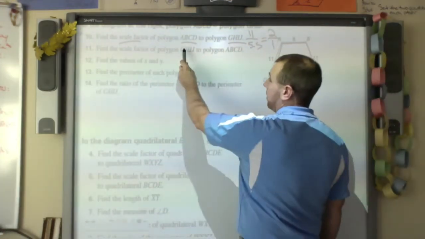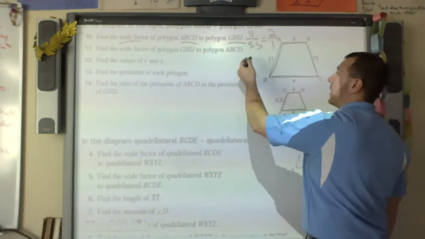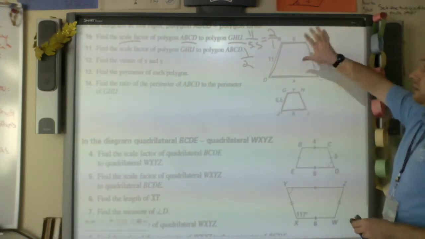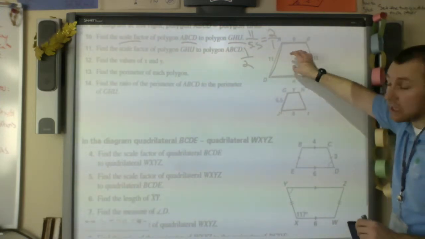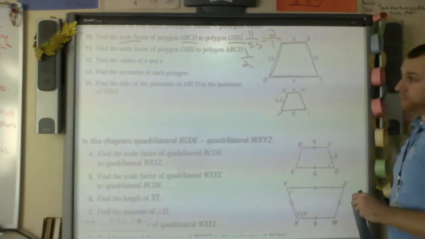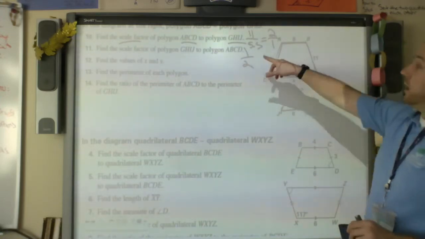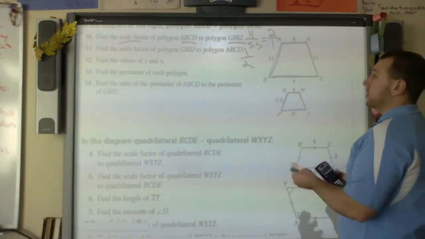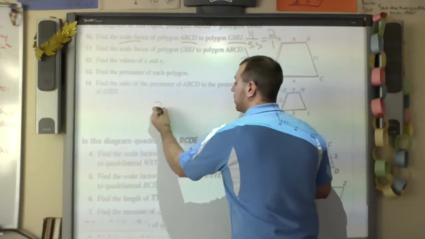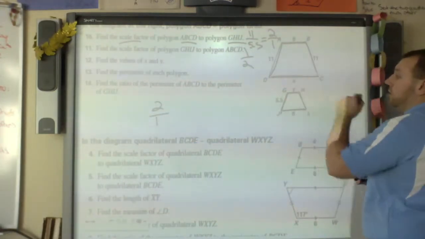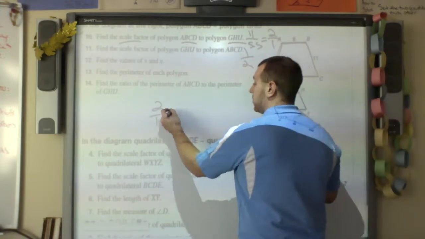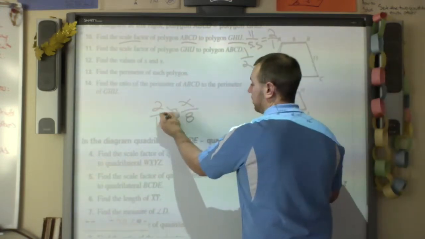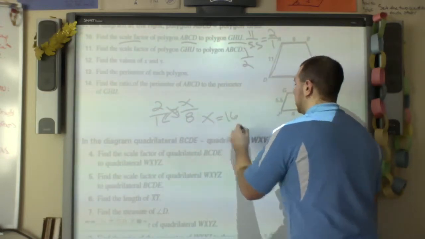Well, what's the scale factor of GHIJ to ABC? I would flip that around. 1/2. It means that this small trapezoid is half the size of that big one. This big one is double the size of this one. What I can do is I can actually use that to find x and y. So in this case, I can use the 2/1. The scale factor 2/1 equals x/8.